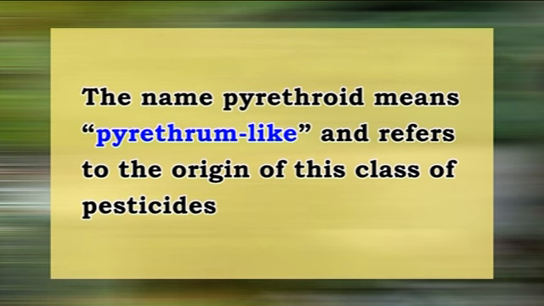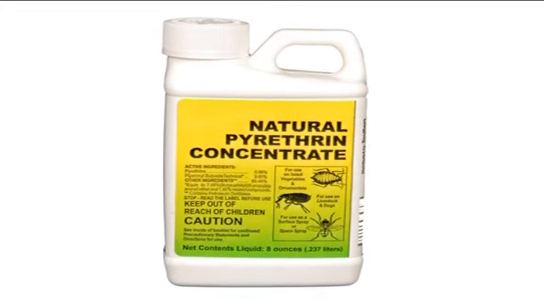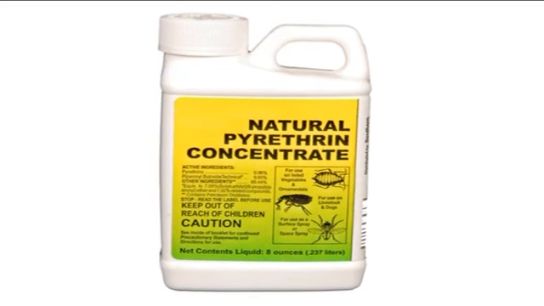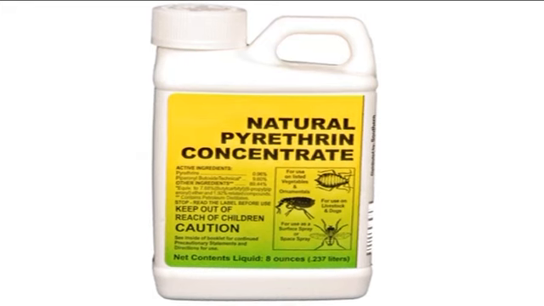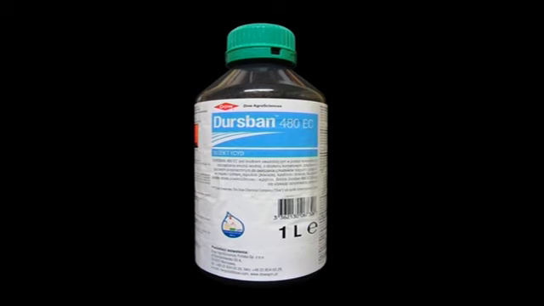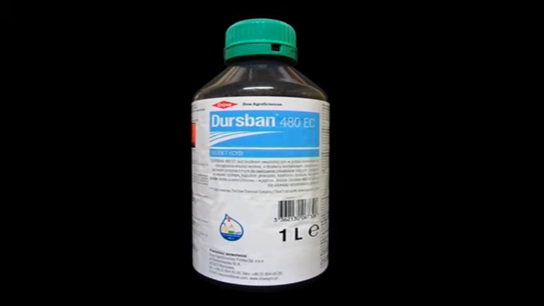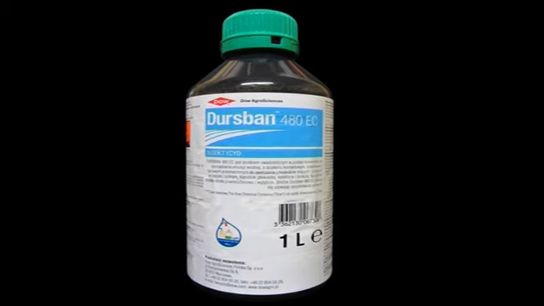The name pyrethroid means pyrethrum-like and refers to the origin of this class of pesticides. Pyrethroids became popular as consumer insecticides in the 1990s as replacements for older pesticides like diazinon and Dursban that were phased out for environmental and human health reasons.